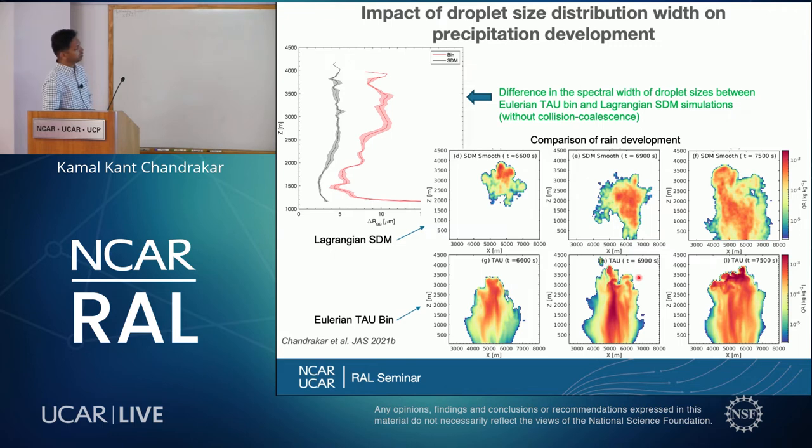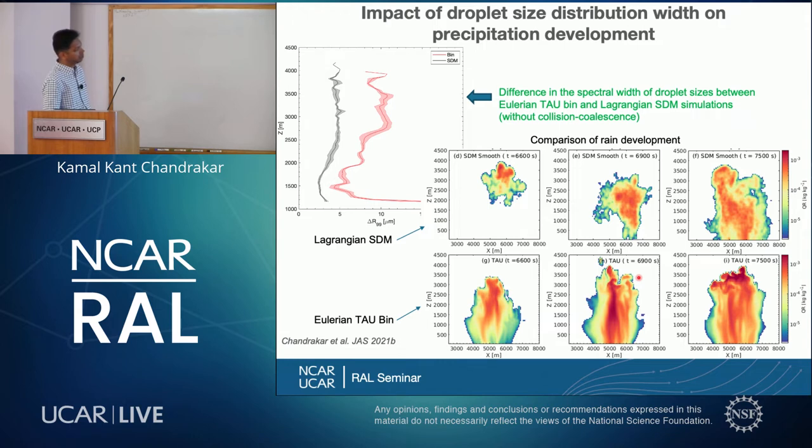So for this case, without collision coalescence, we get a significantly broader droplet size distribution when you use a Eulerian bin microphysics scheme. And this broadening of the distribution for the Eulerian scheme affects the precipitation development significantly. So we did a simulation with precipitation formation, and we found that in the bin microphysics simulation, precipitation forms early and also intensifies with time.